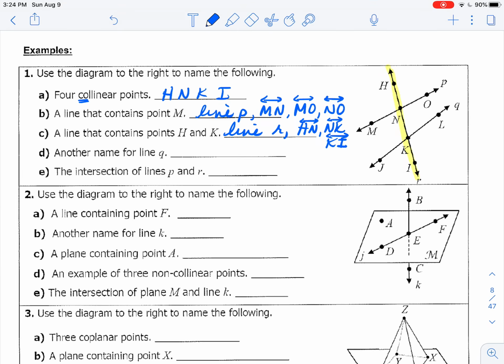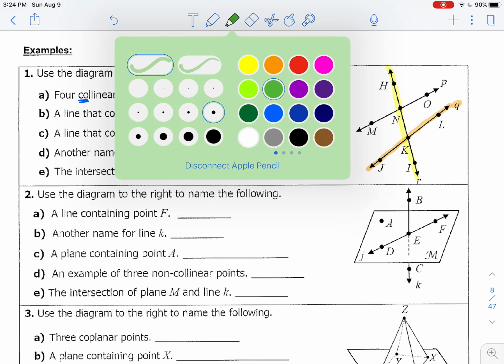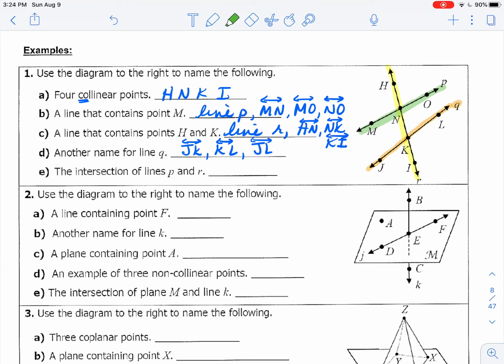Another name for line Q. Okay, line Q is this guy over here. So let's just name it with 2 points. How about JK or KL? We can also name it JL, as long as we have 2 points on that line. The intersections of line P and R. So we're looking at the intersection where lines P and R. Here's line P. Line R is in yellow, and they are intersecting right here at point N.